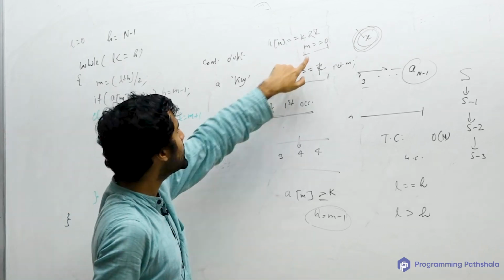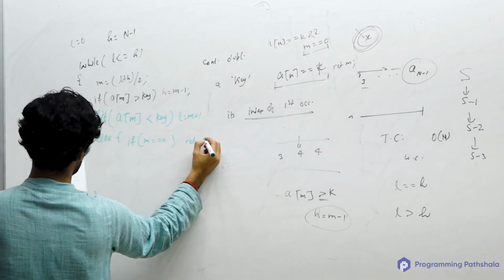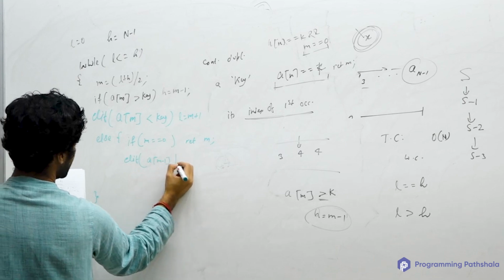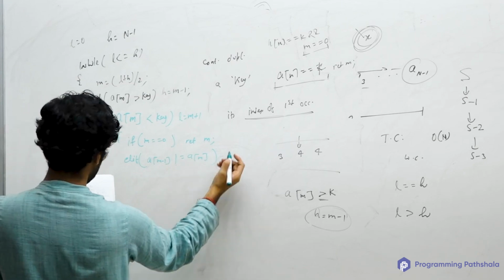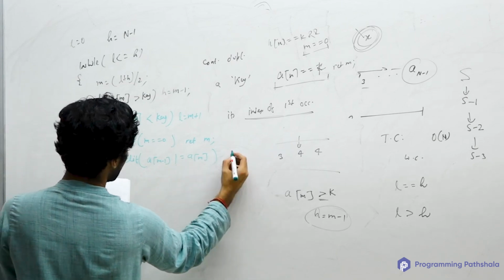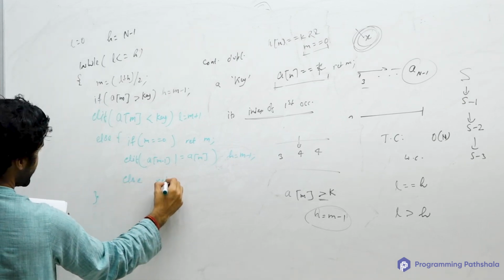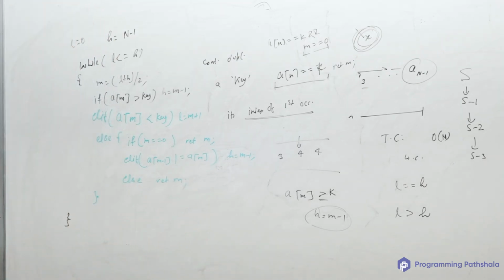But first handle the corner case. So first check if m is 0, simply return m. Okay. Else if you see that a of m minus 1 is equals to a of m, that means your answer should be towards the left. To do that, you will do high equals to m minus 1. Okay. Else you will simply return m. Is everyone clear with the code? Yeah, what will be the time complexity of this code now? This will be exactly order of log n. Why order of log n? Because every time my search space is being halved.